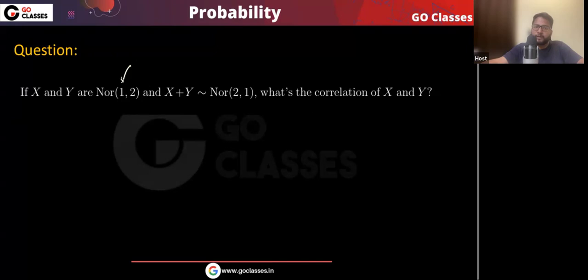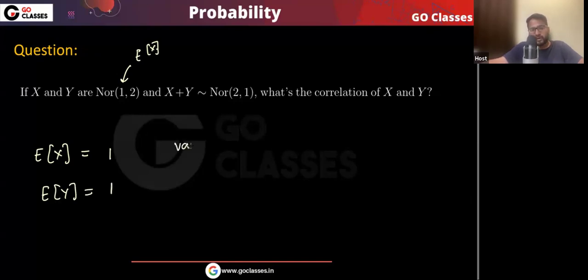This means the mean, which is basically the expectation of x. So they have given it to you like this. Expectation of x is 1. Expectation of y is also 1. They're normally distributed like this. And this is the variance. So variance of x is given to be 2. The variance of y is also given to be 2.